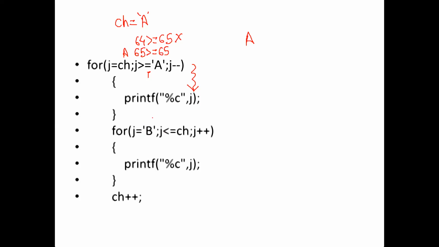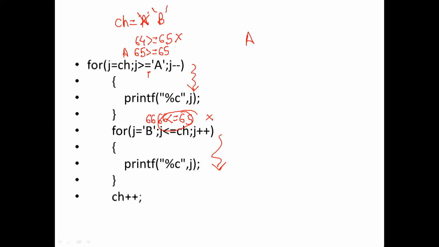B means what? ASCII value of B is 66. I'll check: 66 less than or equal to CH, which is A. So 66 less than or equal to 65 or not? No, it is not lesser. Condition false, we won't enter inside this for loop also. Now we will do CH++. CH++ means my CH became B now.